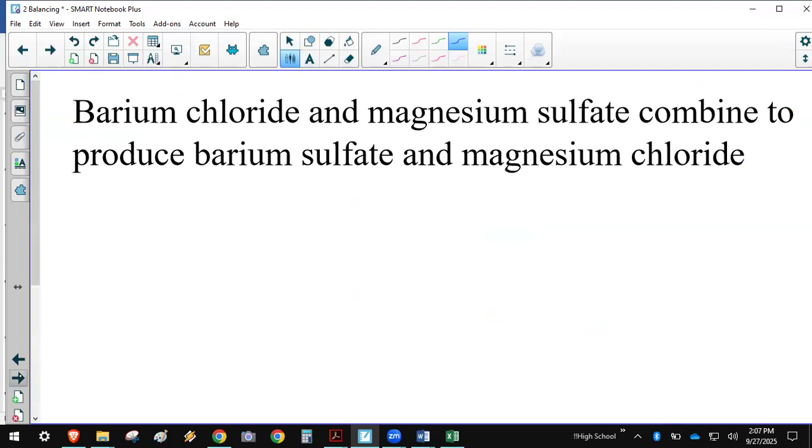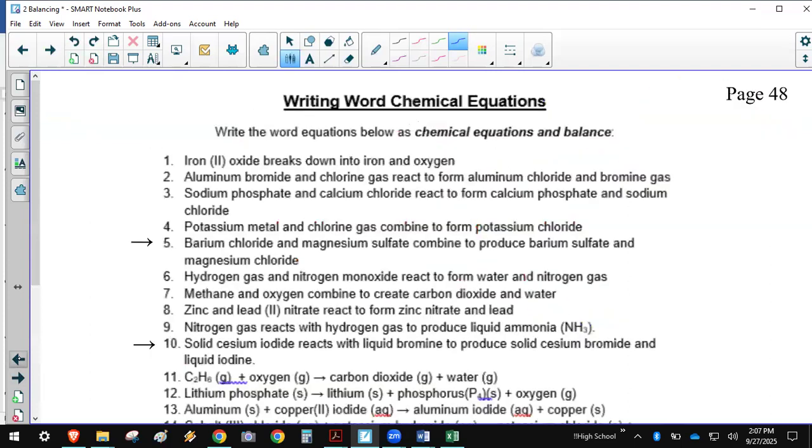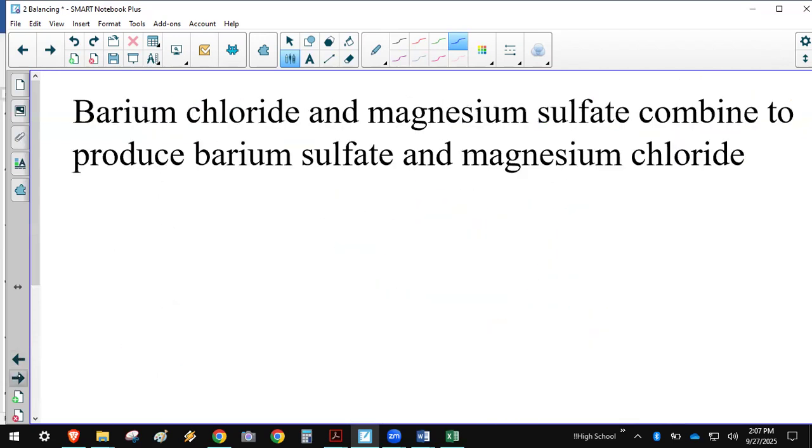On page 48, you will have a whole bunch of word equations, so a bunch of sentences where you have to actually write down the skeleton equation, then you have to balance it. So that can be a little bit of a chore because it requires knowing the different types of chemical compounds. So this one is barium chloride and magnesium sulfate combined to produce barium sulfate and magnesium chloride. And I think, I'll just go back 2 slides. I think that's number 5. And I'm going to do number 10 as well next. So that's number 5 from page 48.